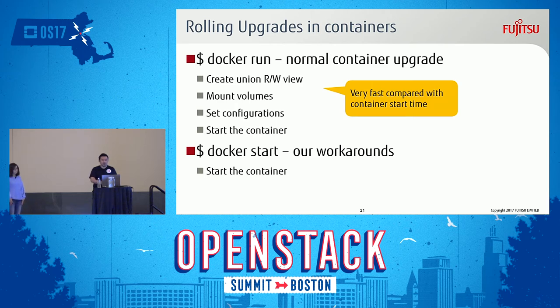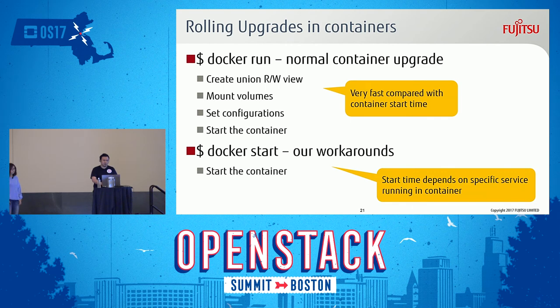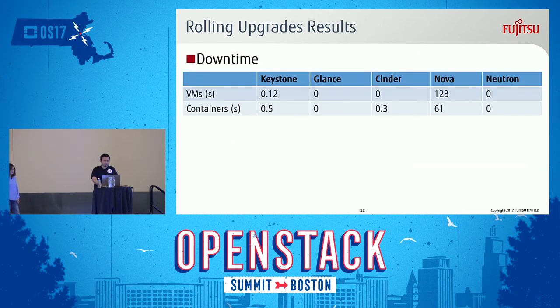Why does Docker start only start the container? The first three steps of the Docker run are very fast compared with the container start time, so you can eliminate evaluating those three steps. Docker start only depends on the specific service running in the container. So we start the OpenStack service in Docker, and then we need to wait for the service to come up. Here my colleague will share some results from the ongoing upgrade in the Turbo environment.